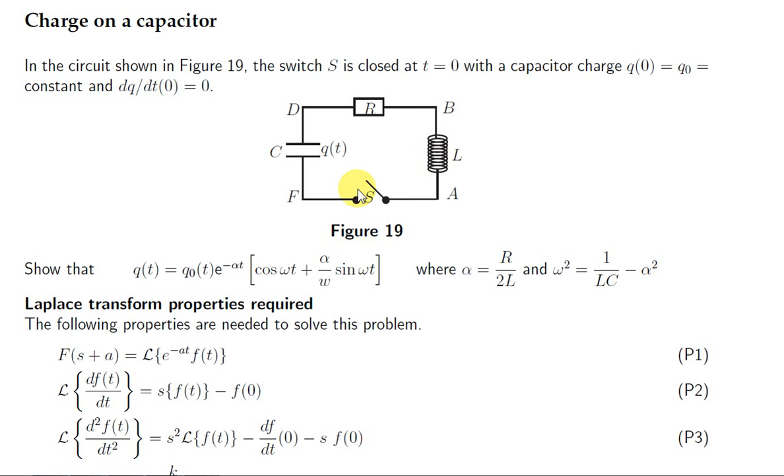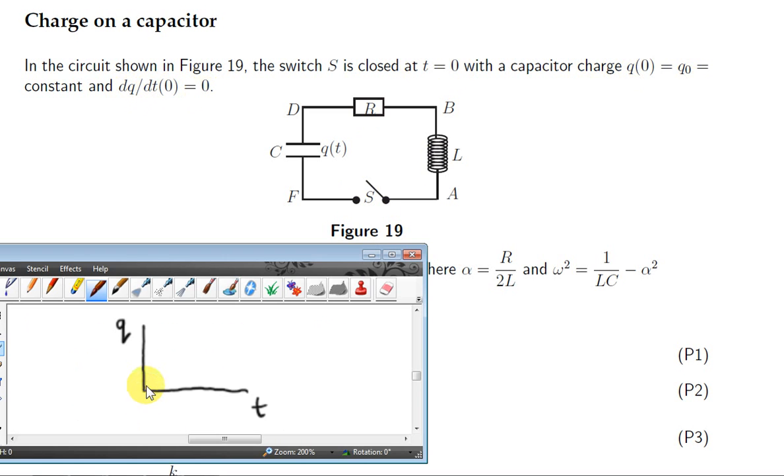In this series LCR circuit, the switch S is closed at time t equals 0. The initial charge on the capacitor, Q at time 0, is written Q sub 0. The rate of change of the charge in the capacitor with respect to time at time 0 is 0. So what does that mean? Well, at time 0, the charge is Q sub 0.